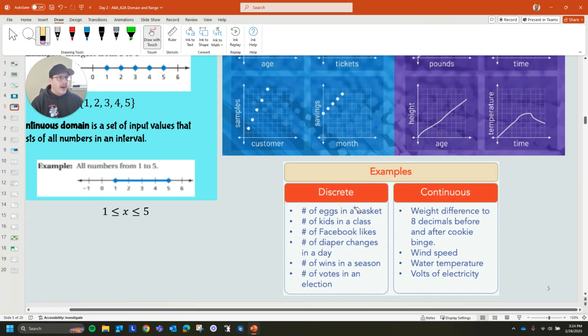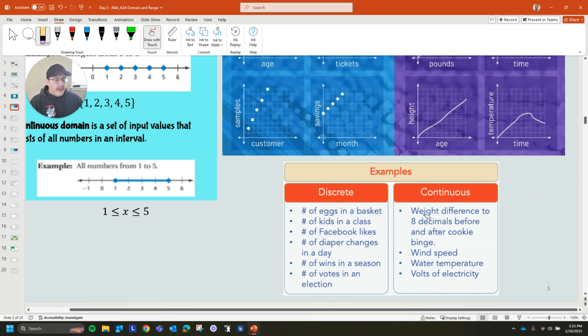So some examples of what a discrete function would look like in the real world: number of eggs in a basket, number of kids in a class, number of Facebook likes. Y'all probably don't use Facebook at this point, so number of TikTok likes or comments or whatever. Number of diaper changes in a day, number of wins in a season, votes in an election, etc. Notice how all of these talk about just single numbers: 1, 2, 3, 4, 5, and so on. They may even include 1.5, 1.7, but they're all single numbers, single individual things that we would count in general.